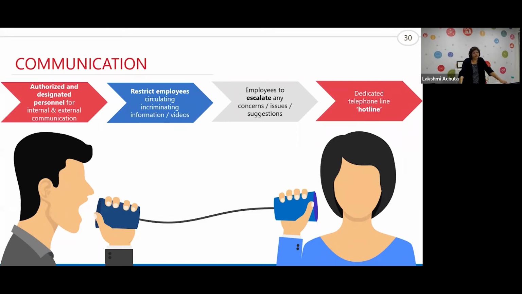Employees also have to be trained, and they have to be told that they cannot circulate incriminating information or videos, especially on social media, considering that they are very active on that. They have to restrict the employees from circulating videos. Any concerns or issues have to be escalated to the supervisors.